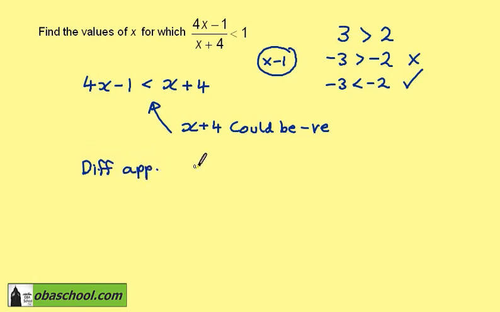My approach is to always choose something to multiply by which is positive. If I do this, then I never have to worry about the direction of the inequality sign.